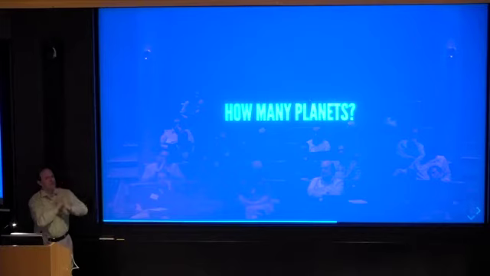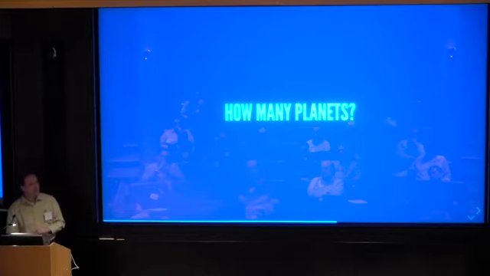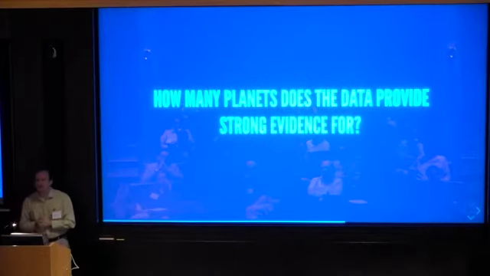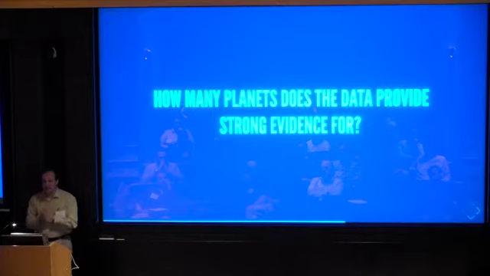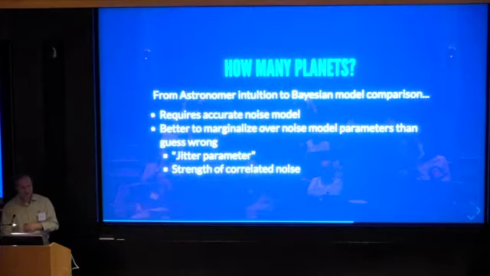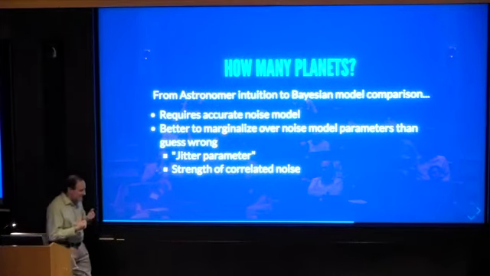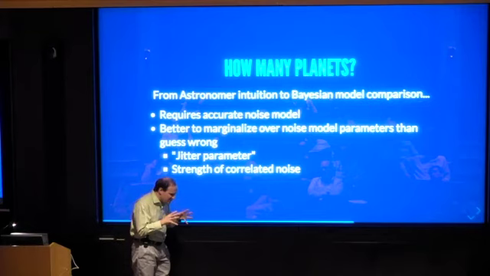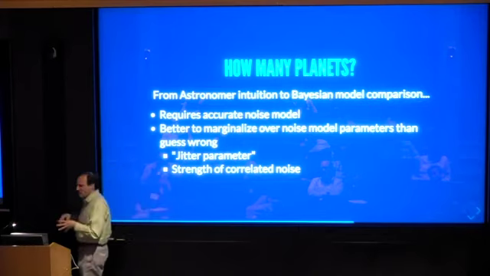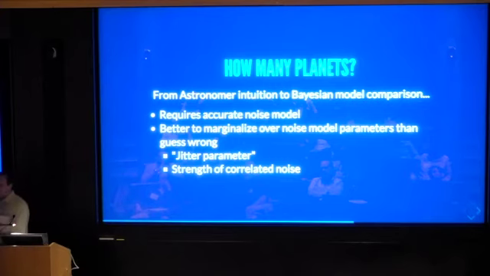Another question I thought you were going to ask me was how to find out how many planets are in a microlensing system. This is closely related to how many planets are in a radial velocity type system as well. I'll rephrase it slightly into how many planets does the data provide strong evidence for. Basically, this is asking you to go from your astronomical intuition about what you think constitutes strong evidence to quantifying that and doing what's known as Bayesian model comparison. This is very powerful, but it also requires going a level beyond what is necessary for simple parameter estimation.